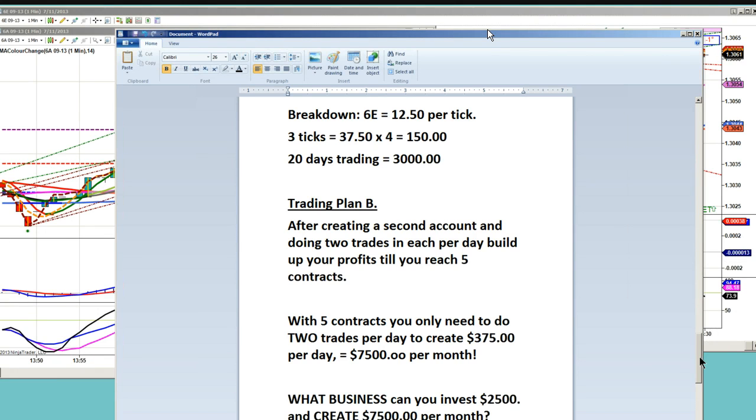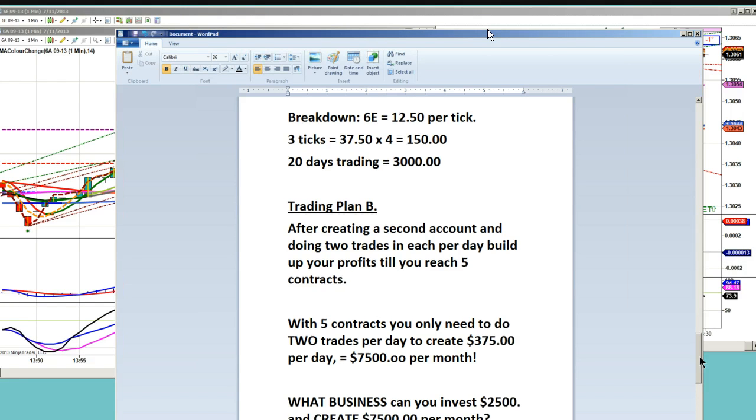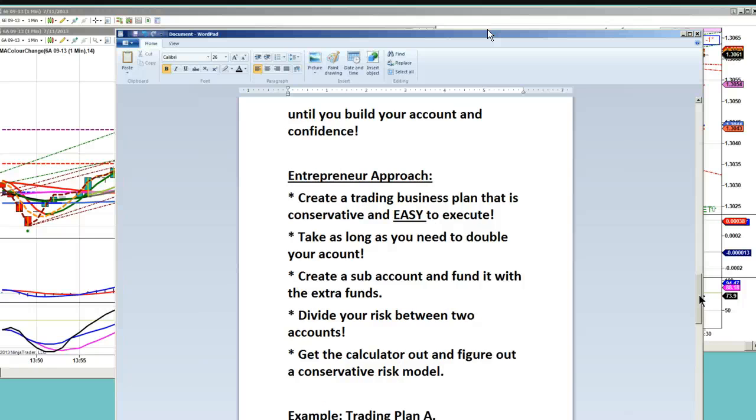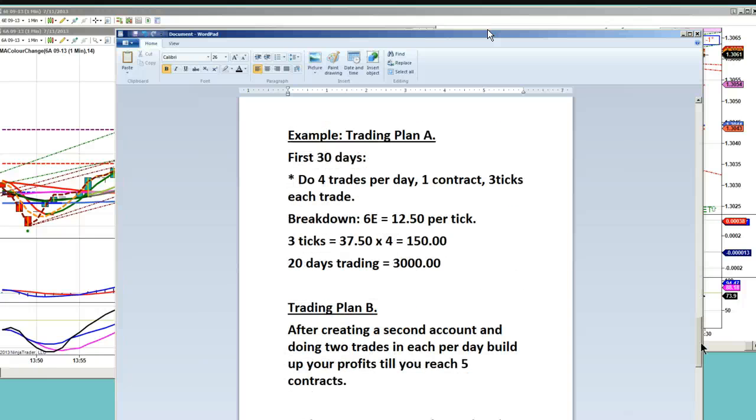But you will never get to 5 contracts if you don't start with building your account and creating a sub-account. You will never get there. You will always be the guy that's stuck on 1 or 2 contracts, winning and losing, winning and losing, winning and losing. You will never get there if you don't stick to just doing 2 trades a day or 4 trades a day for the first 30 to 60 days. Okay, if you try to do 10 trades or 15 trades or 6 trades, you will never get there. You will win, you will lose, you will win, you will lose.